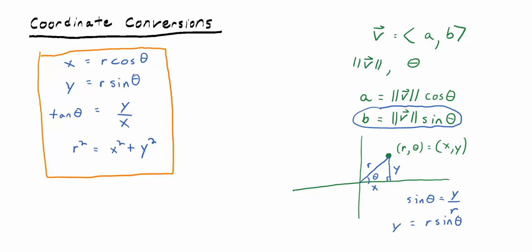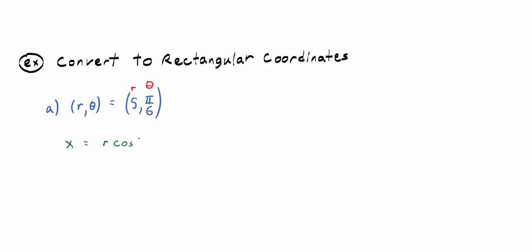R cosine theta. So x is 5 cosine of pi over 6. When you get a special angle like pi over 6, go ahead and take the cosine of pi over 6, which is a good review for the final. What's the cosine of pi over 6? Root 3 over 2. So that's 5 times root 3 over 2, or multiplying straight across, 5 root 3 all over 2.